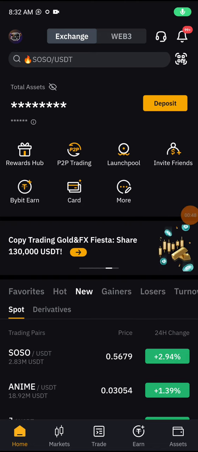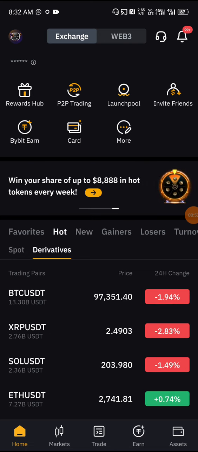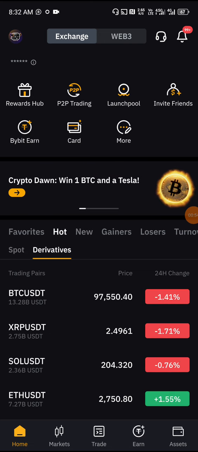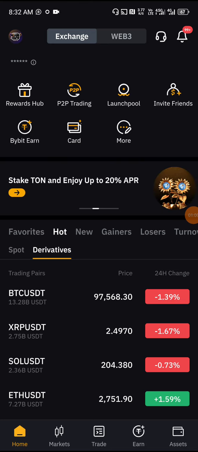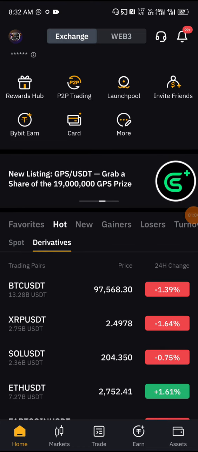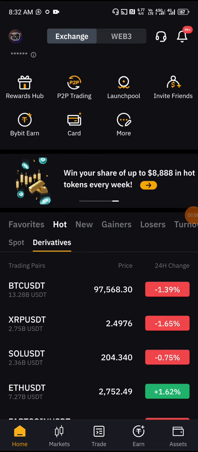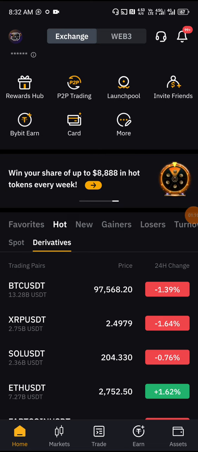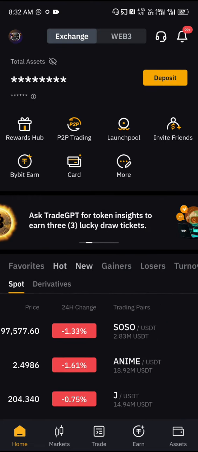So if you enter your Bybit, we're going to trace a coin that we want to trade now. You can go to the hot derivatives, but I'm not advising you to trade derivatives right now because the market is going through a recession. If you want to trade derivatives now, look for the ones that will pay you in negative, that is, you go into sell and trade on sell. Okay, so we're going to look at it from the new coin.